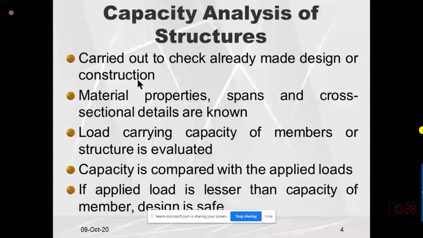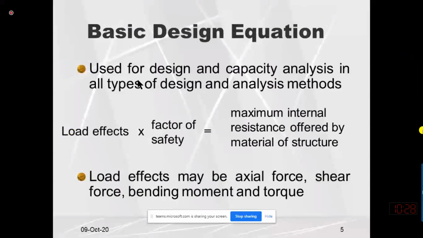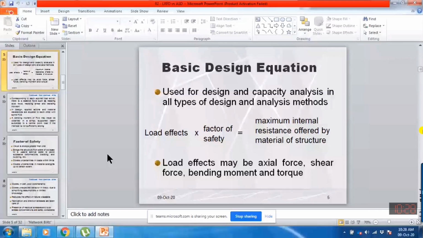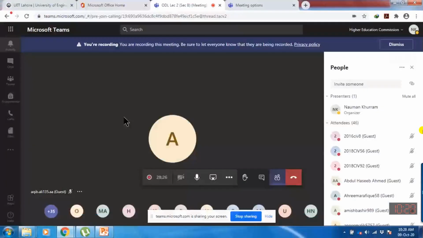Okay, before going to this slide, if someone is having question, he can ask me. He can use the raise hand option. Quick question, any? Yes, Mirza Muhammad. Yes, what is the question?